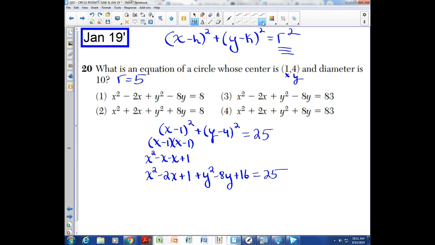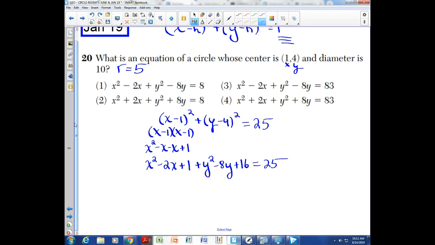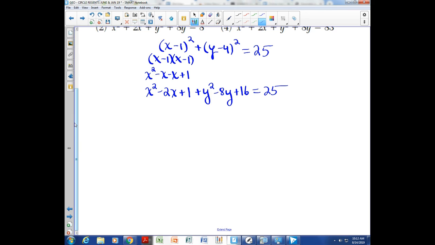Now, when you look at these forms that we have here, you can see that they put it in a form where the x squared comes first, the x's come second, the y squareds come third. So I'm going to do the same thing. And all the numbers that don't have letters get thrown to the other side in this particular problem. So I'm going to bring down my x squared, my minus 2x, and this plus 1, I'm going to bring it to the other side, and it becomes a minus 1.